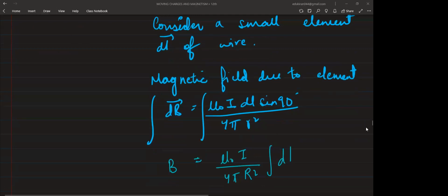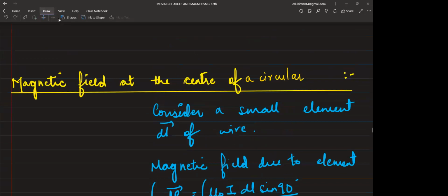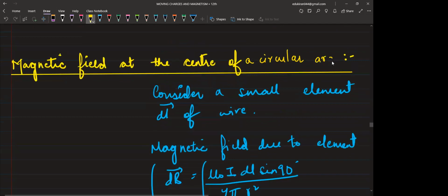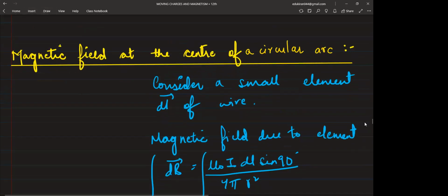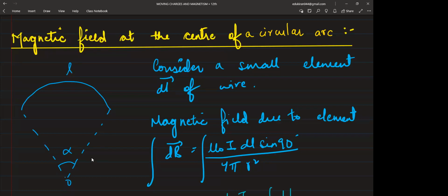See, now what we are going to do, this is going to be a circular arc. Now, circular arc means any angle can be drawn. So, see, suppose this is just an arc present. An arc always subtends an angle at the center, right? This is the center. Let's say the angle is alpha. This entire length is L, and the radius is R.